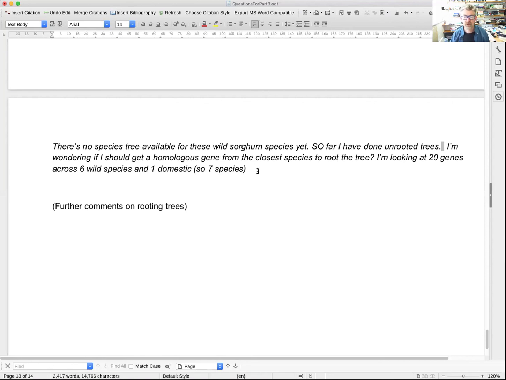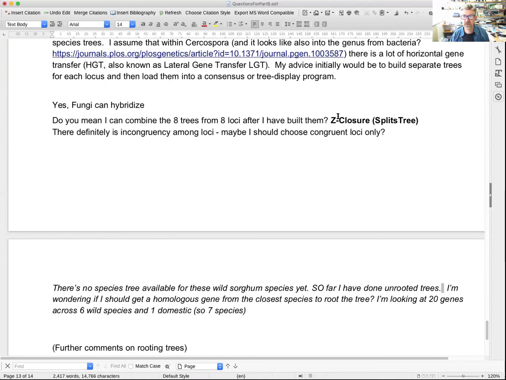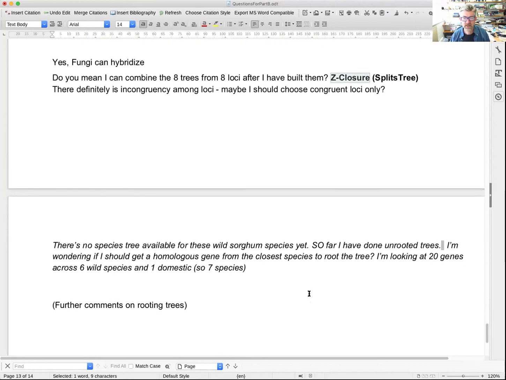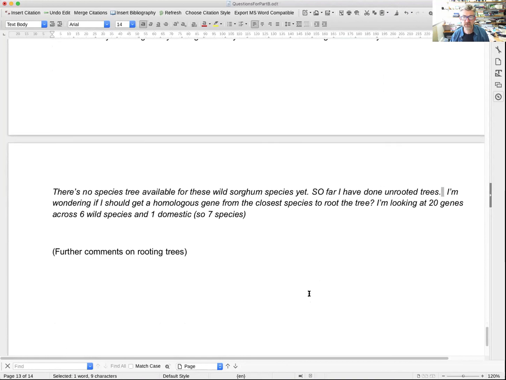Another thing you can do is this consensus method using Z-closure. If, as I've said, that's the method in SplitsTree, it'll allow you to make a consensus network, and so you can get a sense of what the conflicts are in your trees. It doesn't tell you that those conflicts are due to HGTs, horizontal gene transfers. They might be, but they might also be those other sorts of things that can give rise to conflicting phylogenies, like incomplete lineage sorting or sampling error.